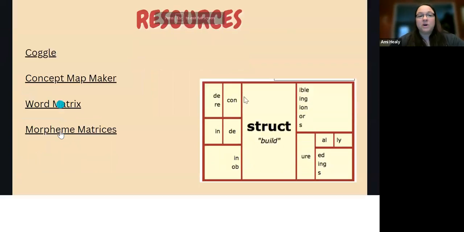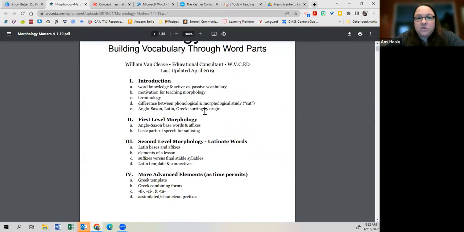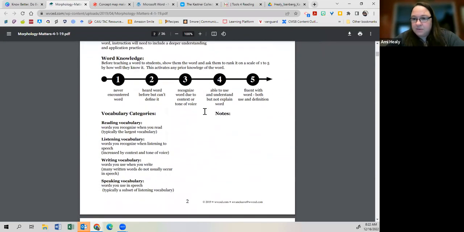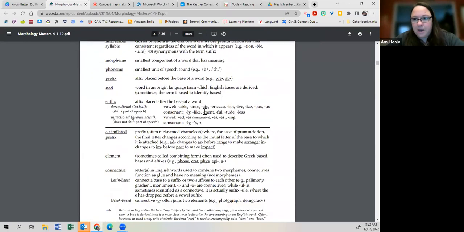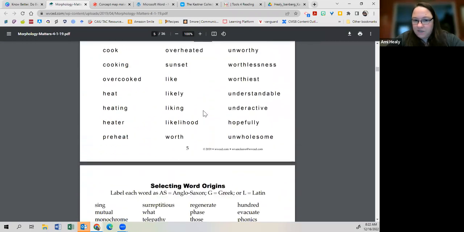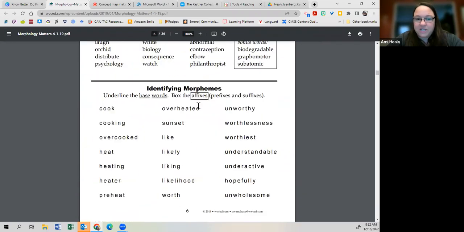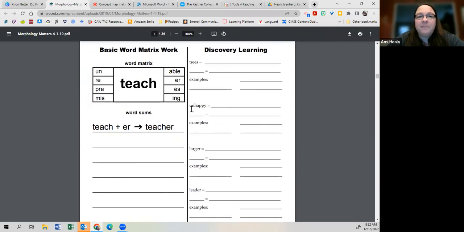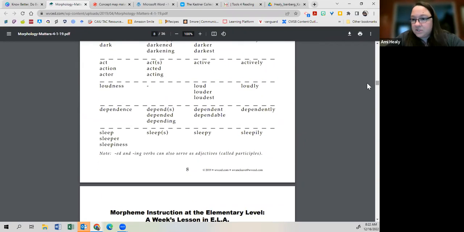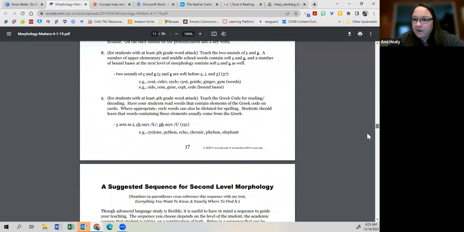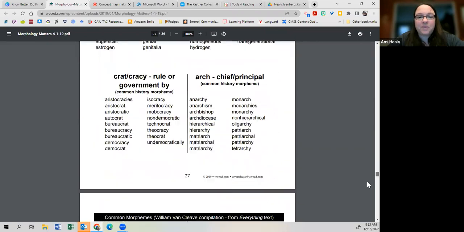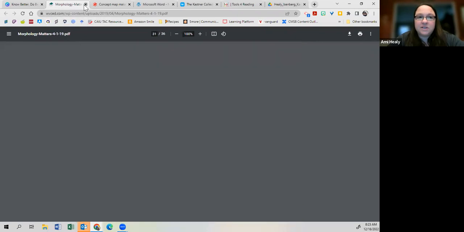The next two are all about those matrices that we talked a little bit about in the past. This word matrix, I think we shared with the vocabulary session. A handout from William Van Cleve. There's a lot of stuff in here on teaching morphology. Right in the middle is the matrix. So you can use this as a tool for teaching the word matrix. And there's another one later on about how to do that and use it as a tool. Lots of great stuff in that one.